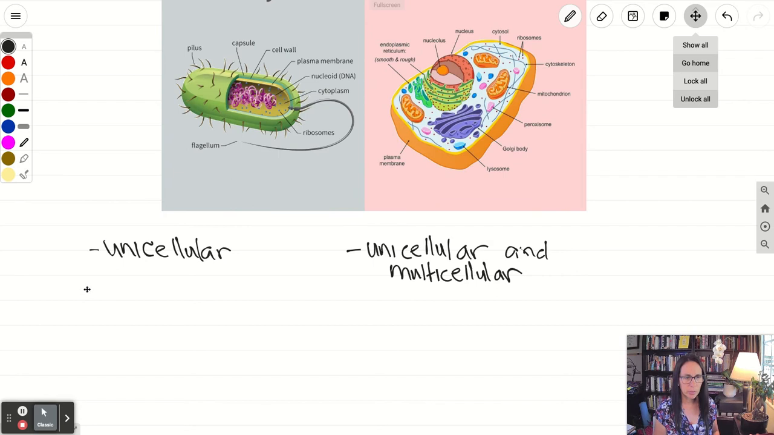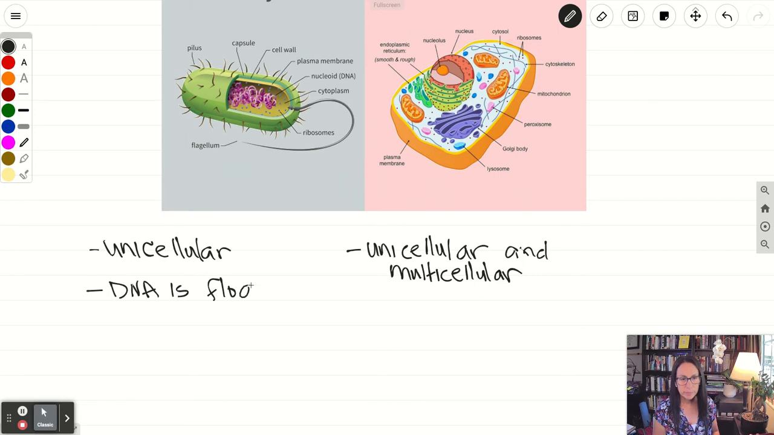In the prokaryote, the DNA is floating around, and it's floating around in the liquid inside the cell. The liquid inside the cell is called cytoplasm. So I'm going to say DNA is floating around in the cytoplasm. Sorry, it's all slanty.